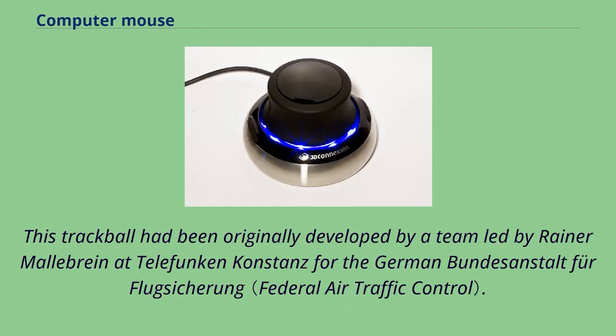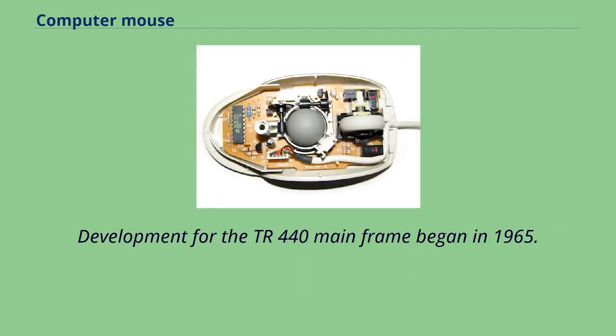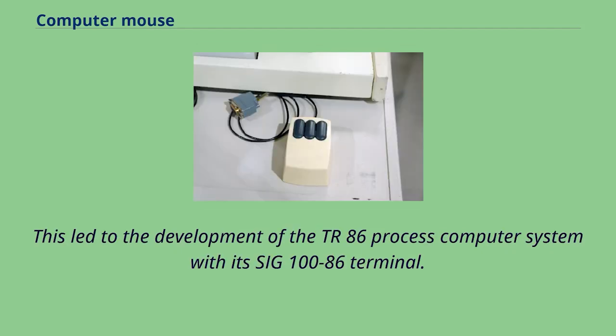This trackball had been originally developed by a team led by Rainer Malibran at Telefunken Konstanz for the German Bundesanstalt für Flugsicherung. It was part of the corresponding workstation system SAP 300 and the terminal SIG 3001, which had been designed and developed since 1963. Development for the TR-440 mainframe began in 1965. This led to the development of the TR-86 process computer system with its SIG 100-86 terminal.